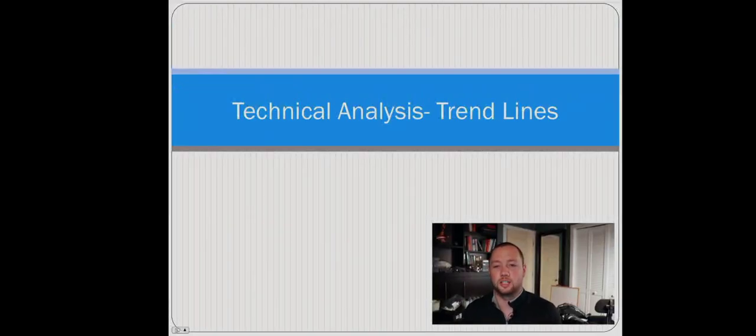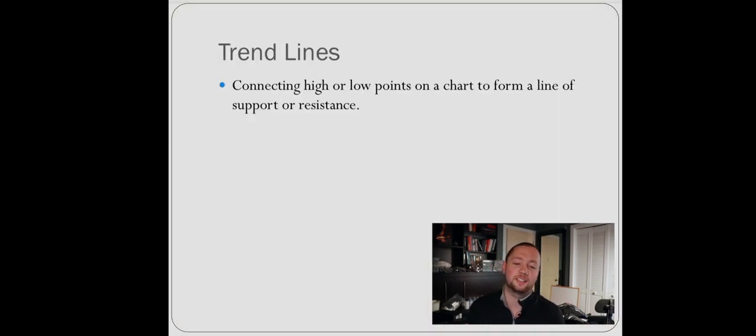We're going into technical analysis and we're looking at trend lines. Now, what is a trend line? A trend line is connecting the higher low points on a chart to form a line of support or resistance.